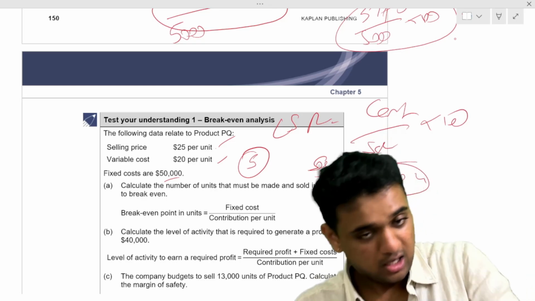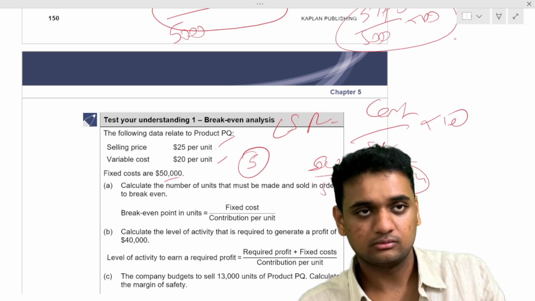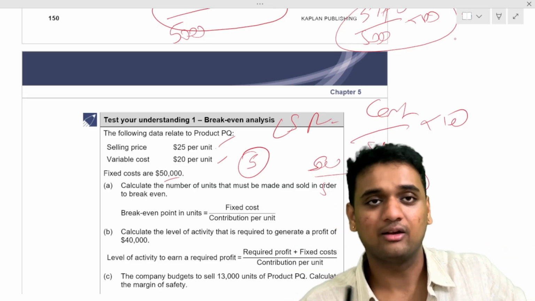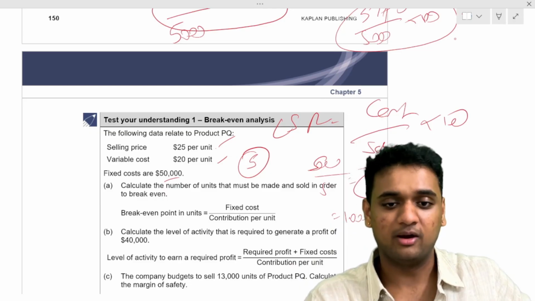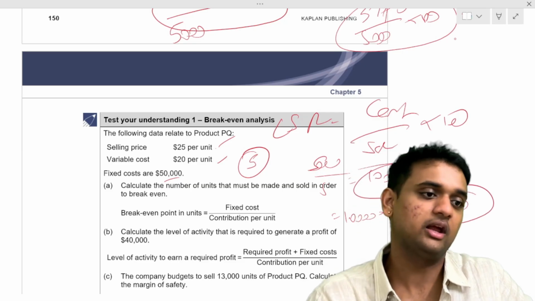Now tell me the break-even point in sales amount. Using our formula, what is it? 10,000 units you have to sell, into 25 per unit, which is the selling price. So 2,50,000 worth of goods you have to sell in order to break even.